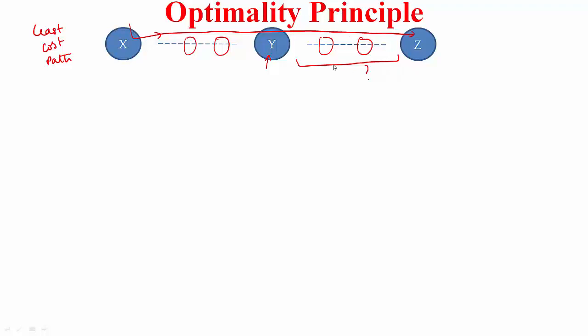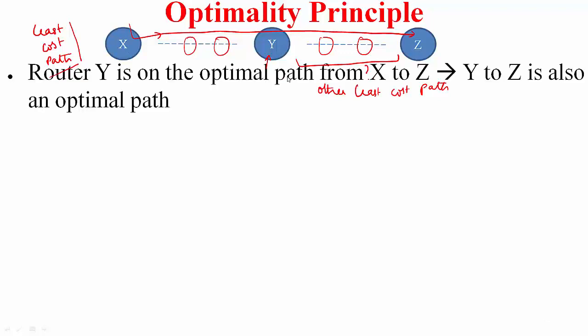It turns out that this is the least cost path between Y and Z. Why? If indeed this was not the least cost path, you could replace this path with this other least cost path, thereby being able to go from X to Z over an even lower cost path. So this violates the assumption that we made that this was the least cost path between X and Z. So basically, if an intermediate node Y is on the optimal path from X to Z, Y to Z is also an optimal path.